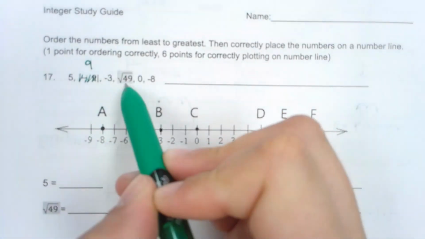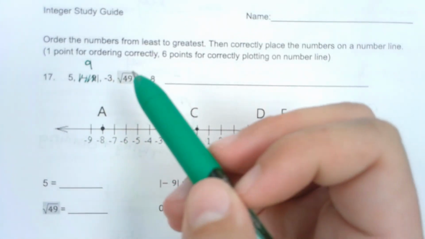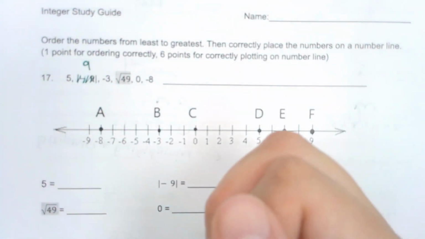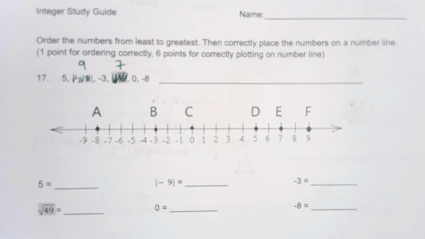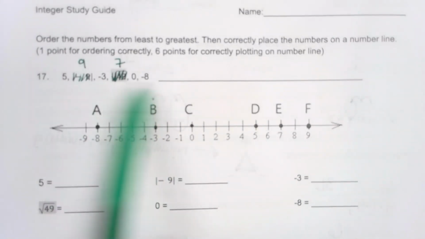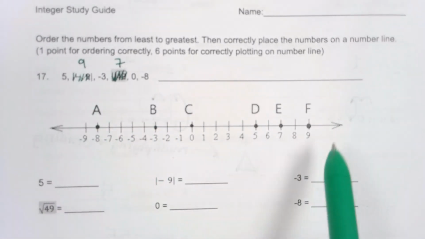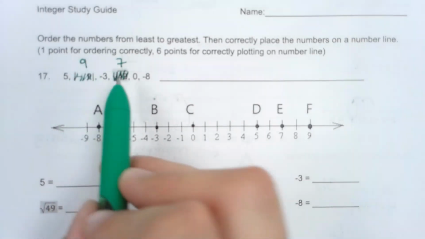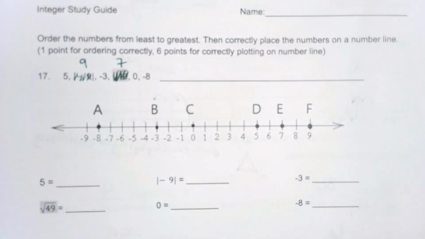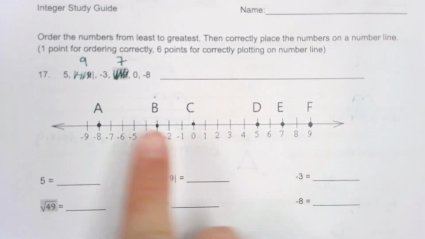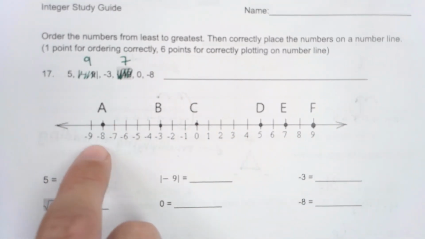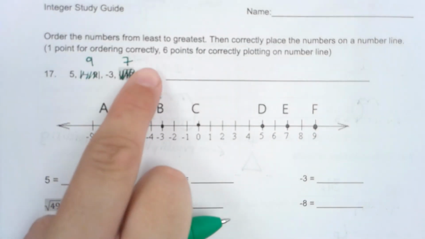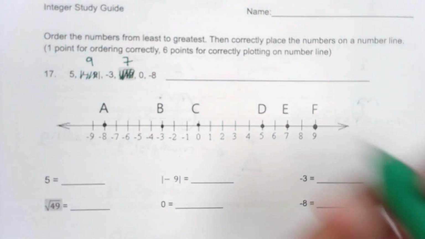And then here I see that I can simplify the square root of 49. So again, what number times itself gives us 49? That would be 7. Okay, so now they want us to place these numbers in order from least to greatest. So we have 5, 9, -3, 7, 0, and -8. So when you look at a number line, remember the number that's furthest to the left is going to be the smallest number. So in that case, that will be -8.